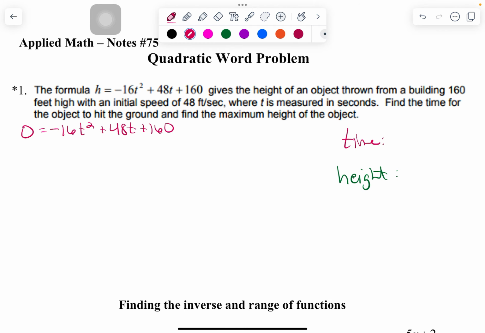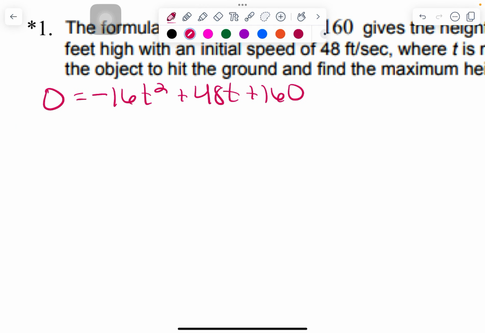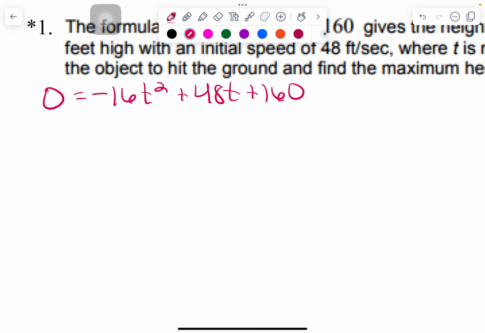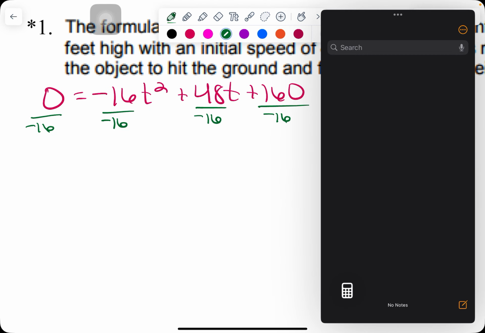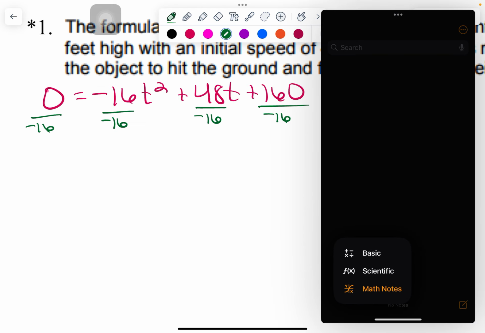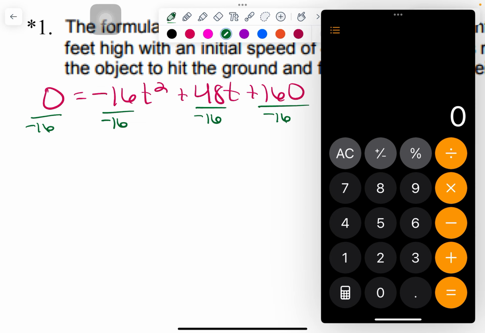And I'm not a huge fan of that equation. Not in terms of it being a bad equation, but there are some big numbers going on. So what I'm going to do is try, and I'm pretty sure it works, to go ahead and divide everything by negative 16. So let me go ahead and grab a calculator. That is not a calculator. There's a calculator.